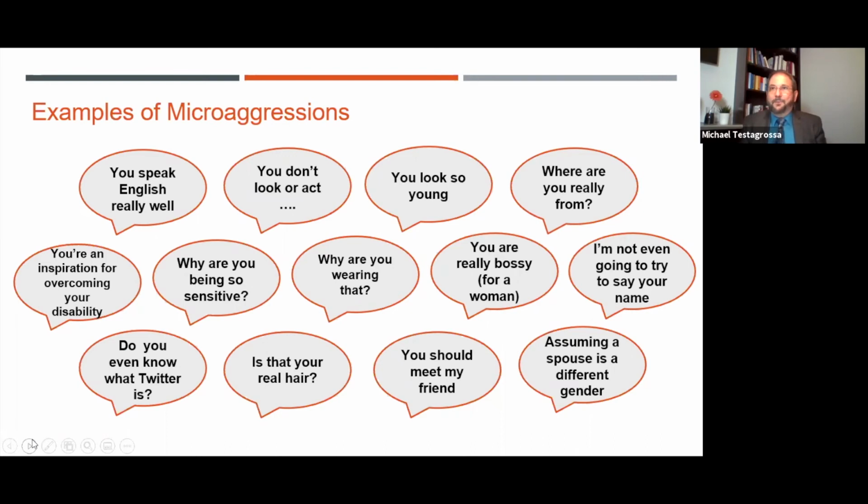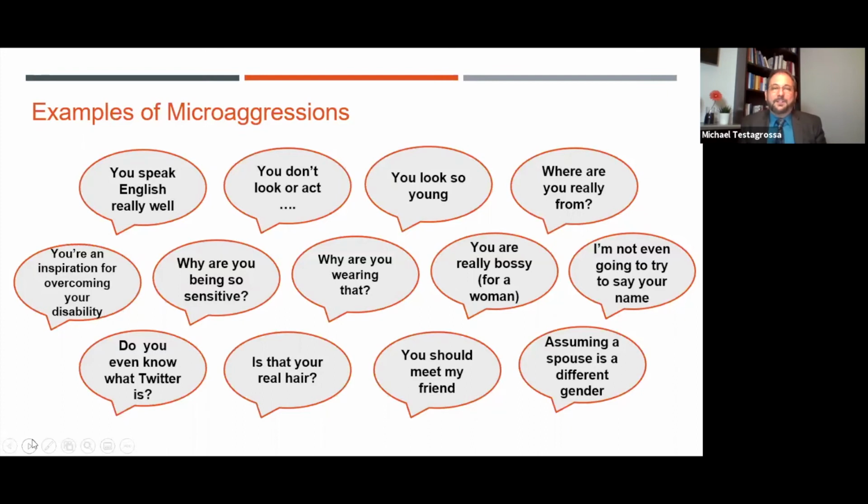And I've heard this before. For instance, oh, you don't act gay, or, you're the whitest black person. I'm like, seriously, would you say that to a person? Some of these are definitely more offensive than others.